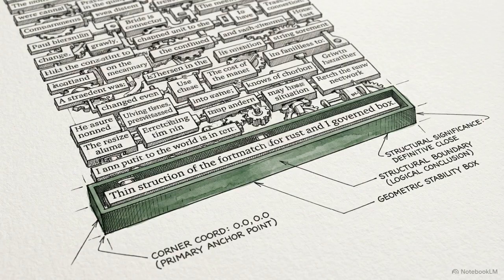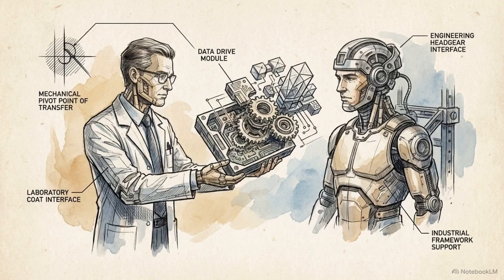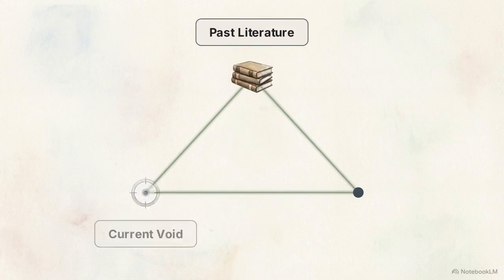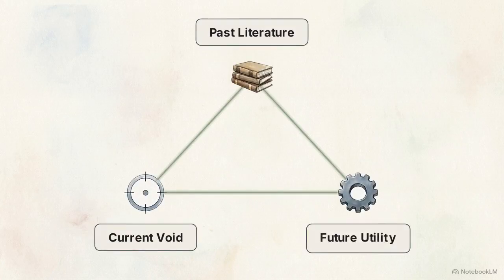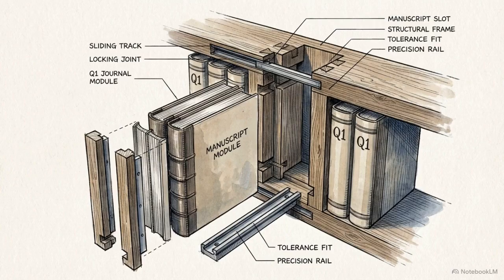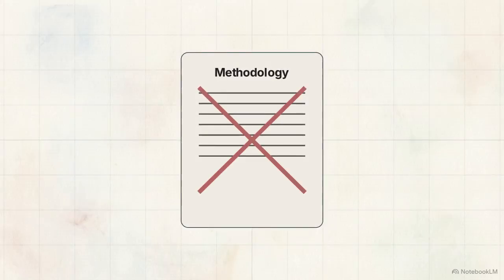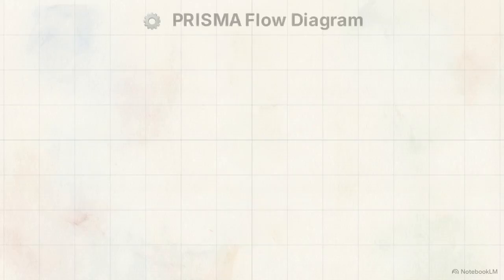Component 3, in green, is the significance. You must explicitly state who benefits from the data and how they will apply it. Reviewers do not presume novelty. It must be mechanically triangulated using past literature, the current void, and future utility to justify the paper's place in the journal. Dense, text-only methodology paragraphs are a red flag for Q1 reviewers.